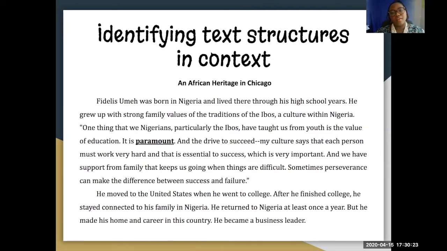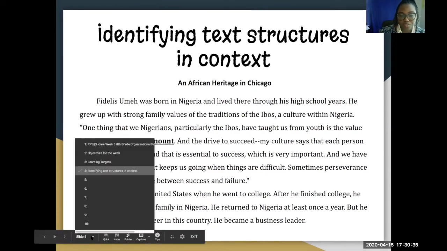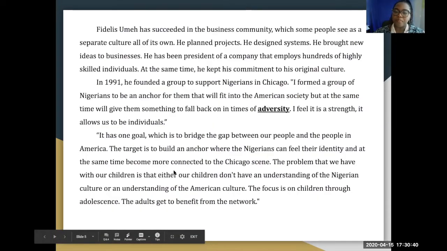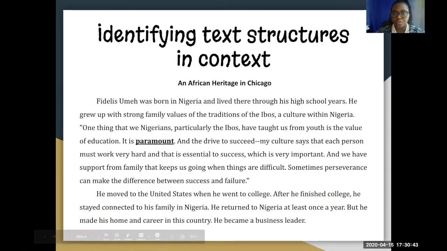As we get started, the passage that we're reading is called An African Heritage in Chicago. There's something with Chicago for this week. It's a very short passage, and I'm going to take you guys through how to work through these, okay? You will be able to find the passage in some of the materials for this week. The passage, as well as the questions, all in one place, are going to be available to you, okay? So the passage again is An African Heritage in Chicago.